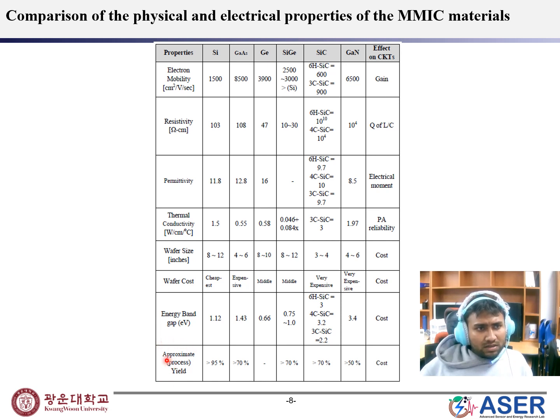Mainly, the electron mobility of gallium arsenide is high here. We mainly see a high value. In the case of resistivity, its value is also high, and for the energy band gap, here silicon is 1.12 and gallium arsenide is 1.43, like this.